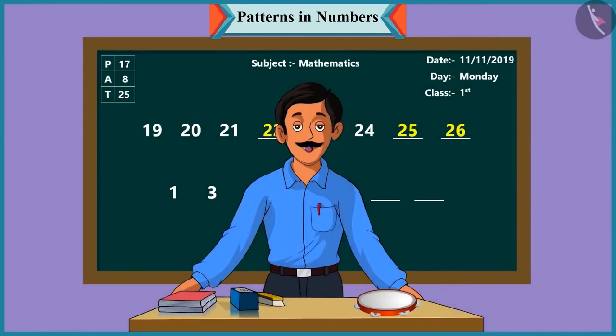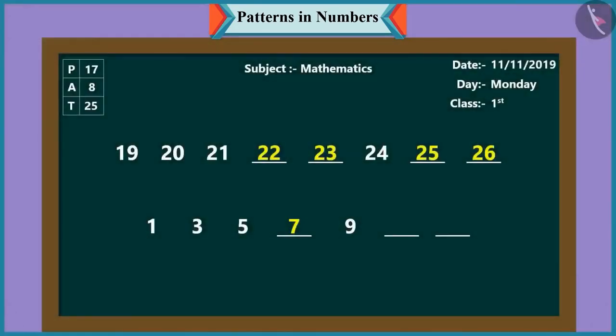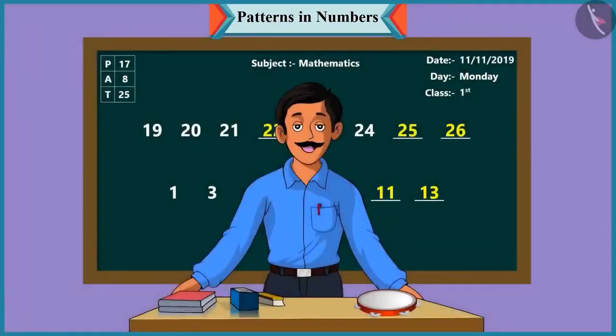Well done, Chutki. Come, Pinky, now proceed with this pattern. In this pattern, 10 does not come after 9. The next number will be 11. And after 11 will come 13 and not 12. Wow, Pinky! Well done!